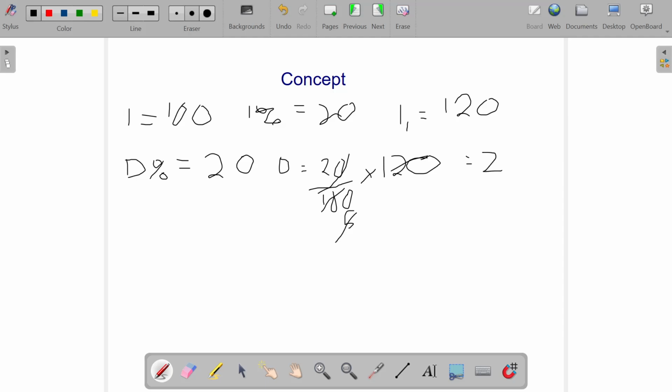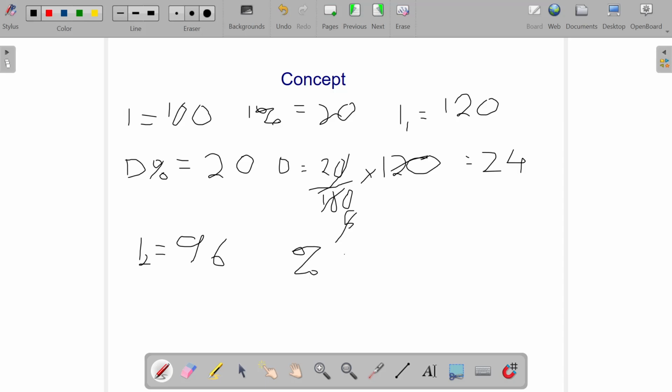So now 120 is decreased by 24. What will our new number become? I do 120 minus 24, which is equal to 96. Now our original value was 100 and it has decreased to 96. So what will be the net percentage decrease or net percentage increase?